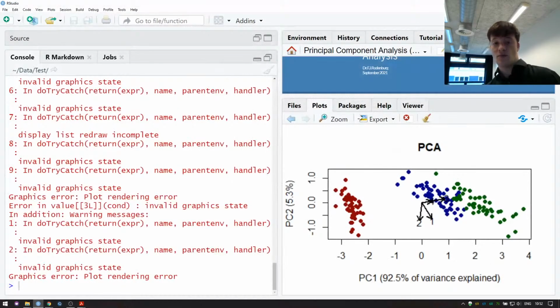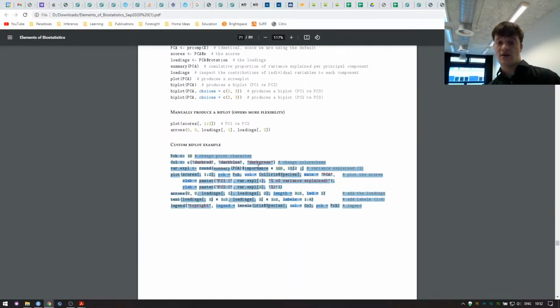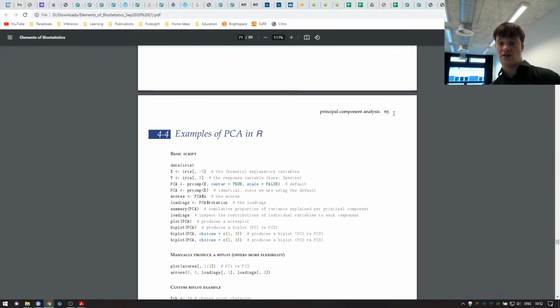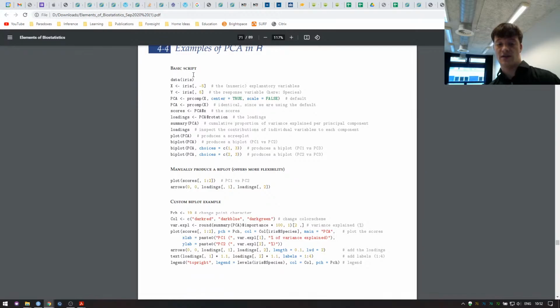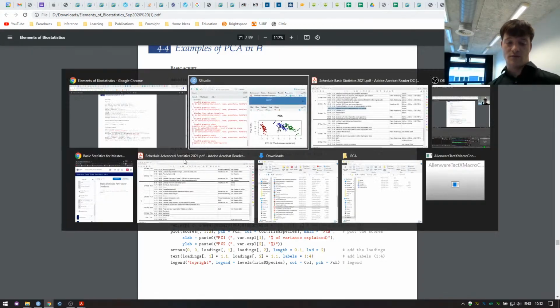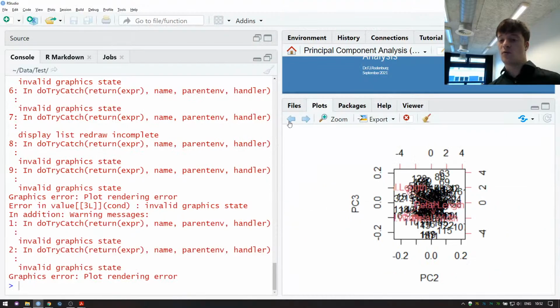Okay, I'll show one more time where to find this. It's over here, page 65. You can click on the links if you download it. And just copy the code. If you want to know what an individual piece of code does, there are comments written beside it. Take note that it produces several plots.